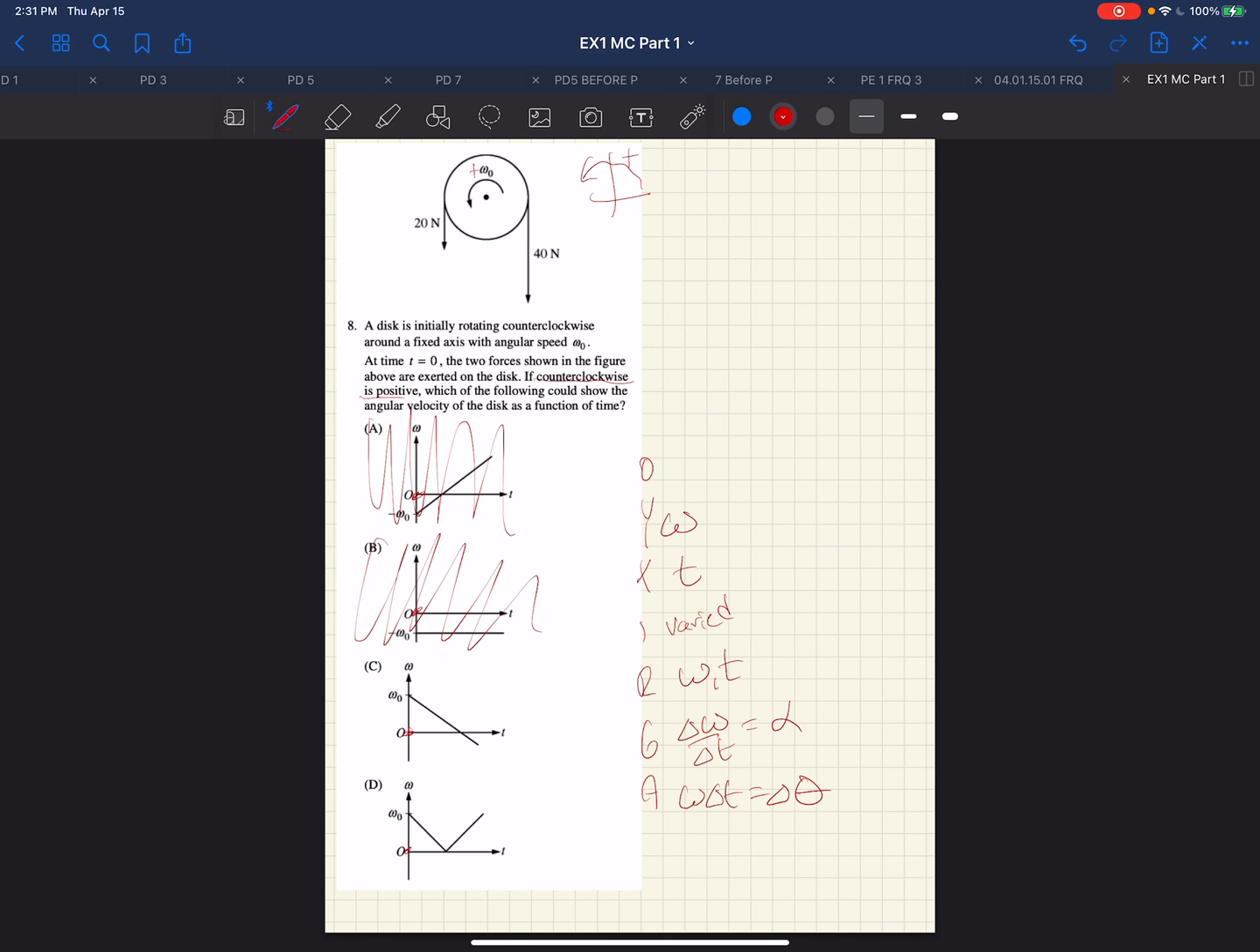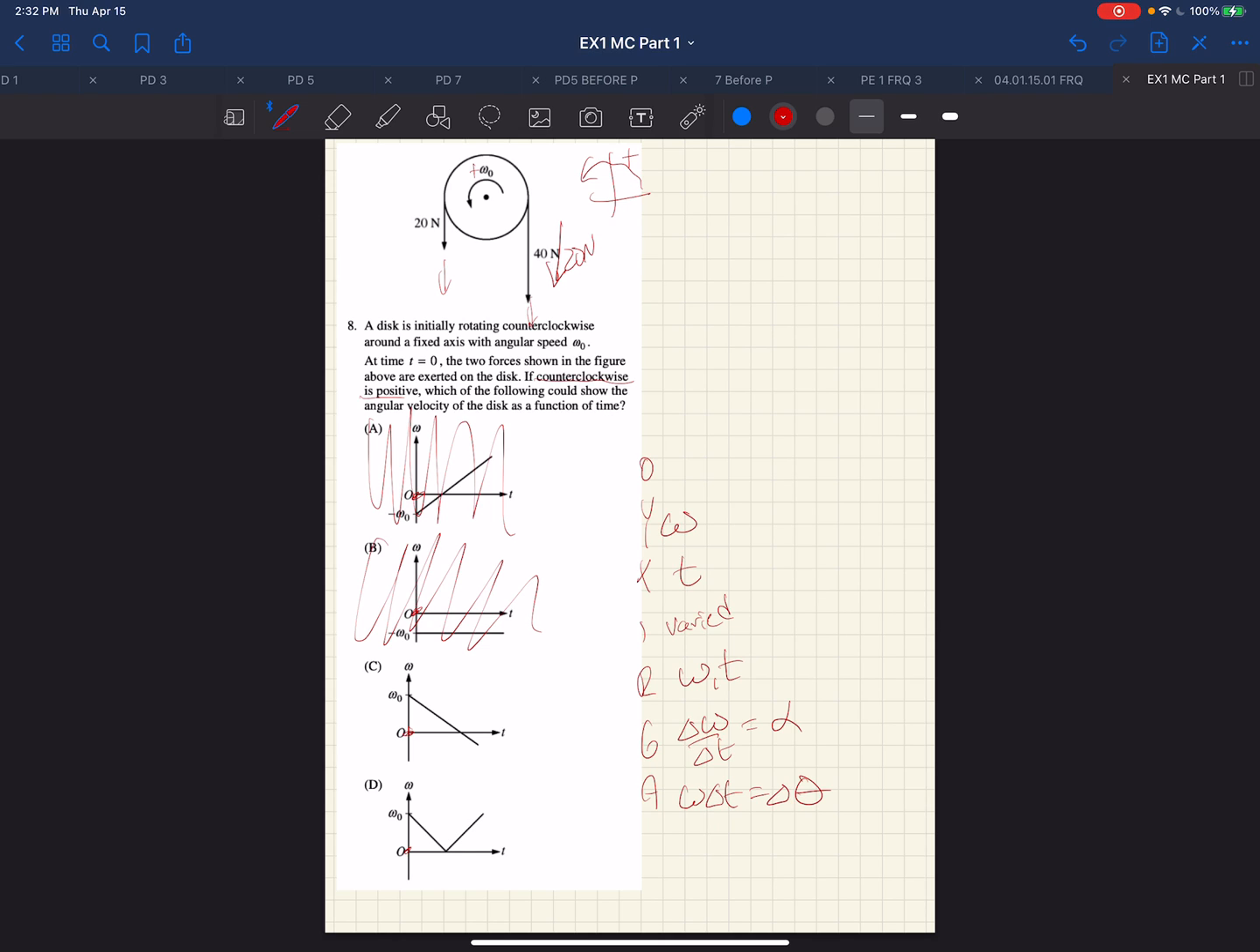All right, so now we've got to do some more figuring here. Does this change, or what's going on here? We know conservation of angular momentum says an object in rotational motion wants to keep that rotational motion unless acted upon by an outside torque. So what we see is there's a 20 Newton force in this direction and a 40 Newton force in this direction, which gives us a net of 20 Newtons in this direction.